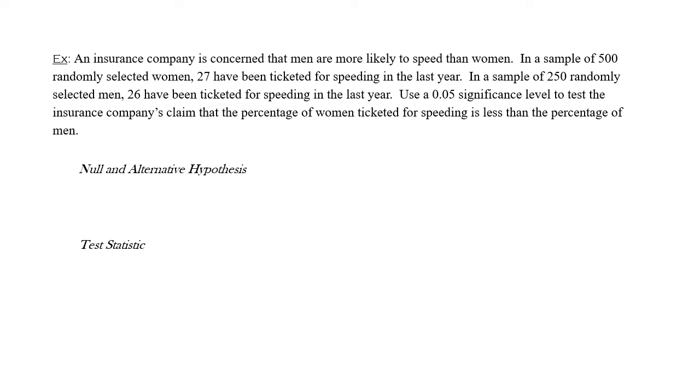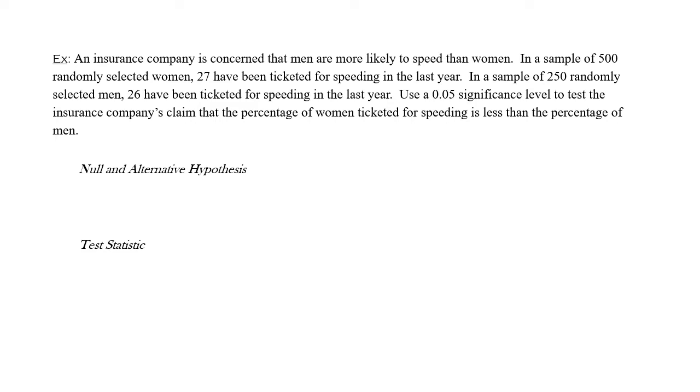In this following example, an insurance company is concerned that men are more likely to speed than women. So in a sample of 500 randomly selected women, 27 have been ticketed for speeding in the last year. In a sample of 250 randomly selected men, 26 have been ticketed for speeding in the last year. Using a 0.05 significance level to test the insurance company's claim that the percentage of women ticketed for speeding is less than the percentage of men.